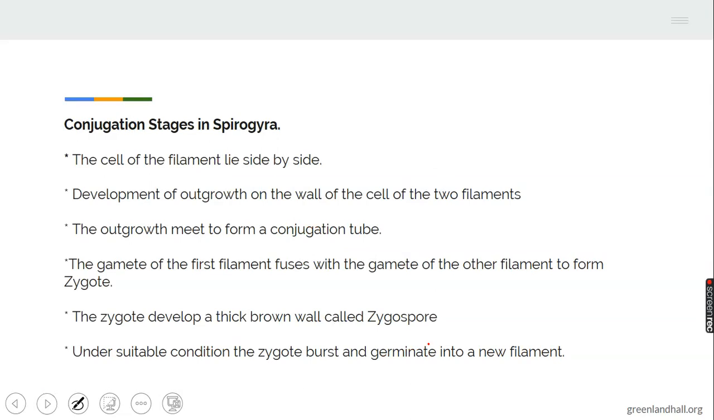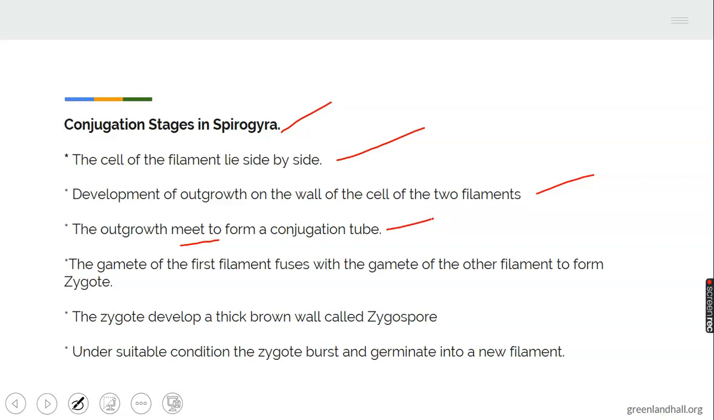Conjugation also occurs in Spirogyra. Spirogyra is otherwise called green filamentous algae. It has a filament all over. The process: the cells of the filaments will lie side by side, like in paramecium. It develops an outgrowth on the cell wall of the two filaments. The outgrowths meet to form a conjugation tube.